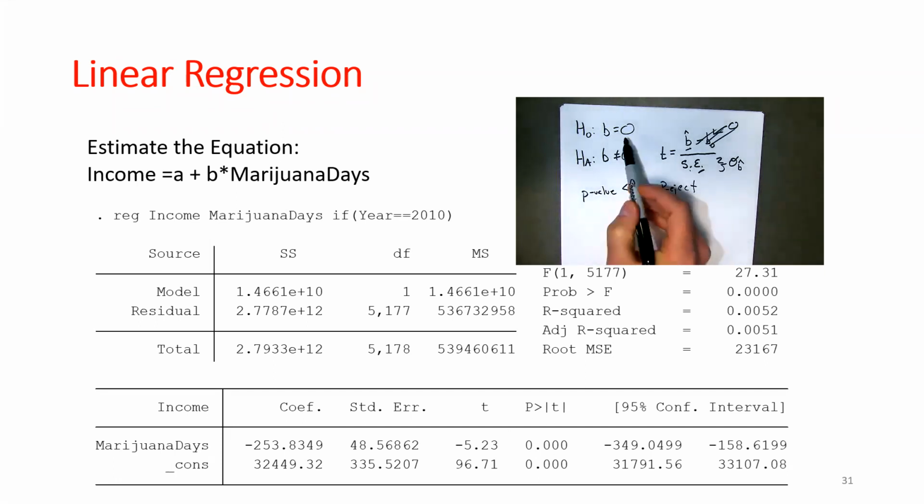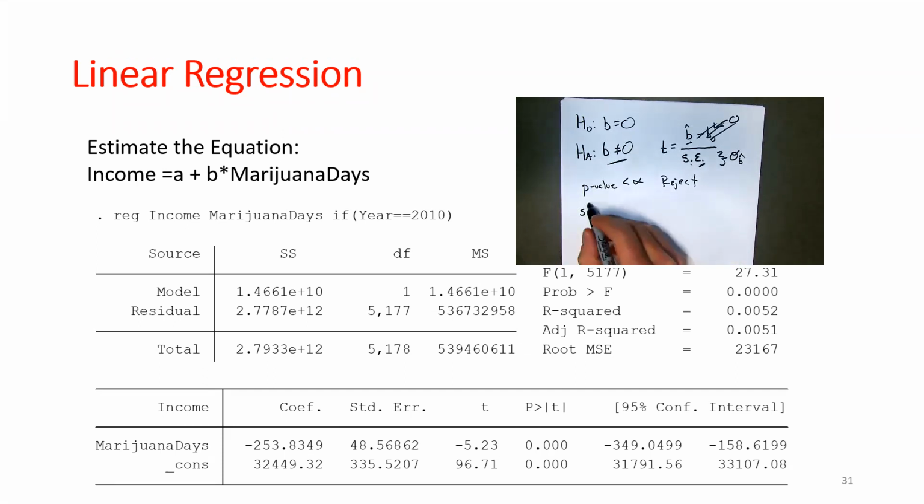Or what am I rejecting? I'm rejecting that the relationship between the x and y variable is 0. That the relationship between income and marijuana use, that there's no relationship. Right? I'm rejecting that there's no relationship. I found really strong evidence that actually supported the alternative, which in fact there is a relationship between these variables.